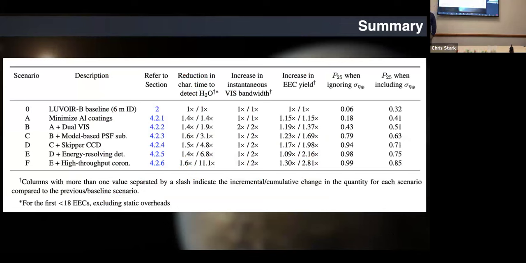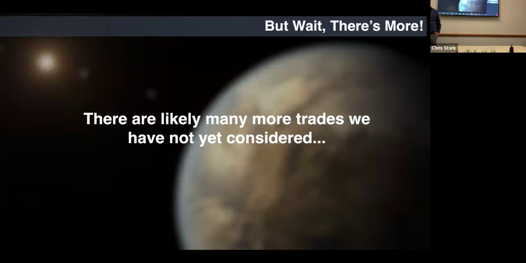Here's a table that lists a summary of all those changes. One of the columns in the middle says the reduction in characterization time to detect water. You can see we can reduce it by a factor of 11. And the increase in yield, as I mentioned, is nearly a factor of 3 end to end. But importantly, all of these changes look relatively minor, right? So 10%, 15% increase in yield. Those aren't amazing numbers, but they all compile in the end. There are likely a lot more changes we haven't considered.